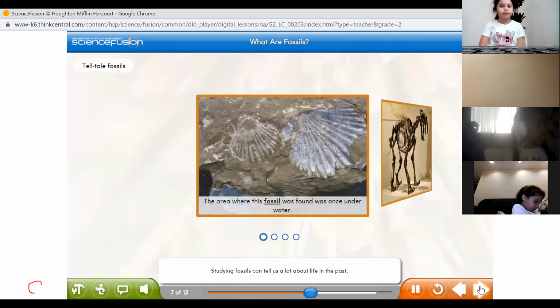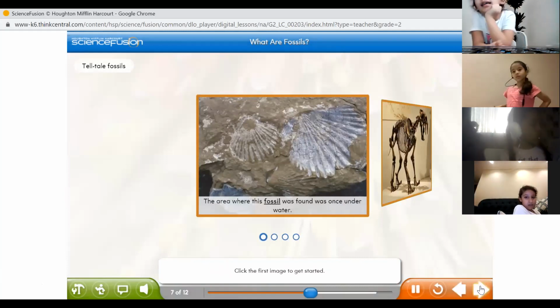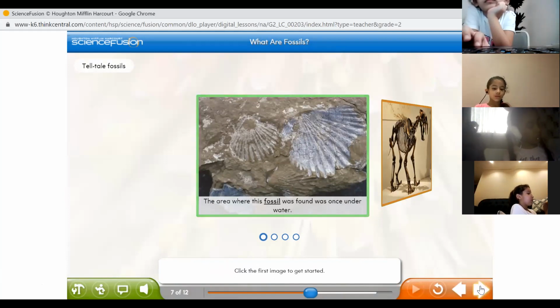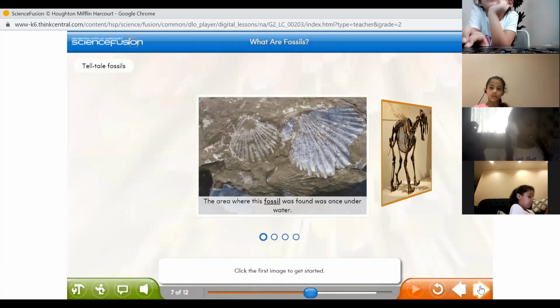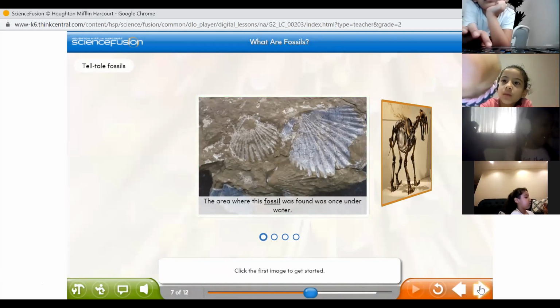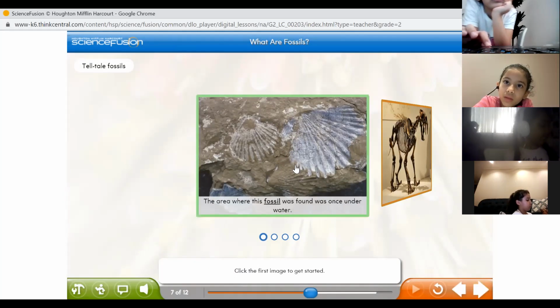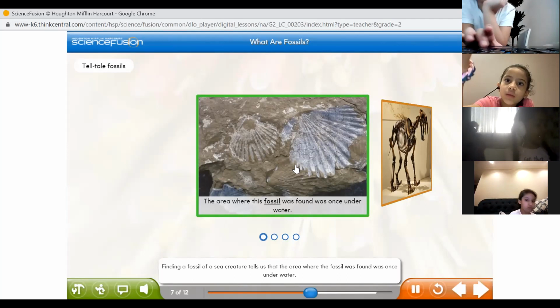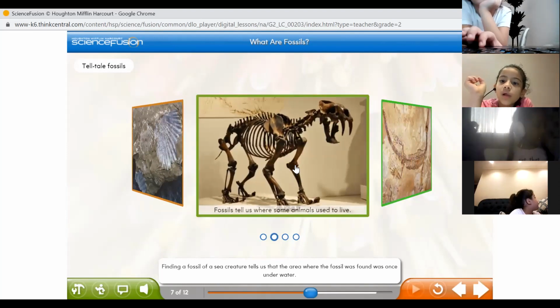Studying fossils can tell us a lot about life in the past. Click the first image to get started. So when we study fossils, we know how living things were in the past. If you want to know something really old from the past, you are going to study fossils. Let's see this one. Finding a fossil of a sea creature tells us that the area where the fossil was found was once underwater.